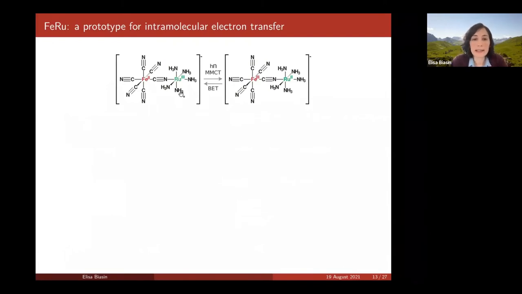So we investigated electron transfer in this iron-ruthenium complex. We have an iron atom, which is linked through a cyanide bridge to a ruthenium atom. An 800 nanometer laser pulse can promote electron transfer from the iron to the ruthenium, thus switching the oxidation state of the two metal centers. This metal-to-metal charge transfer transition is followed by ultrafast back electron transfer. This iron-ruthenium molecule belongs to a class of mixed-valence complexes that have been studied extensively since the 80s to understand the electron transfer reaction. And we did the X-ray experiment in particular to look at two open questions.